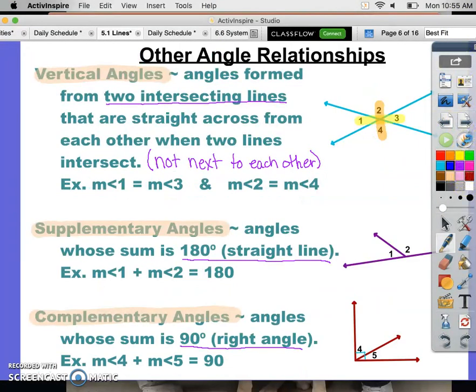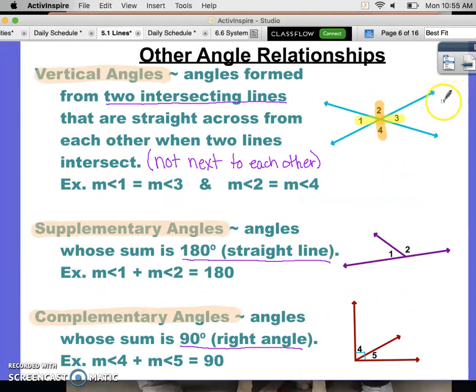All right, some more vocabulary. These, I believe, are not in your books, but, oh, they are? Okay. Vertical angles. Vertical angles are angles formed from two intersecting lines that are straight across from each other when the two lines are intersecting. Now, this is one line.